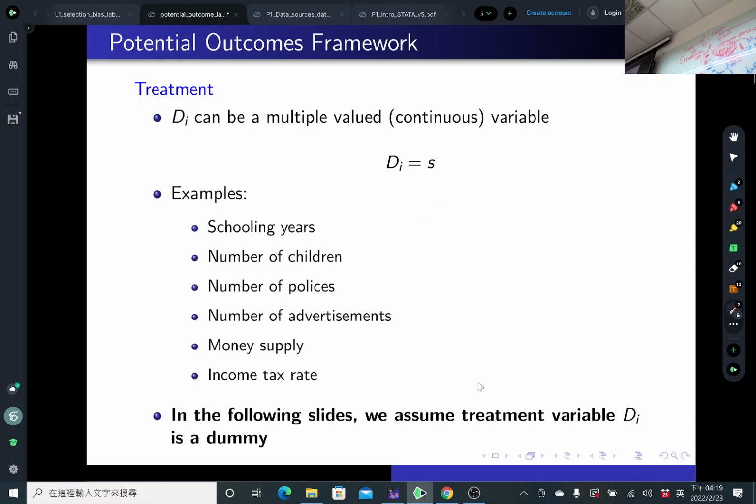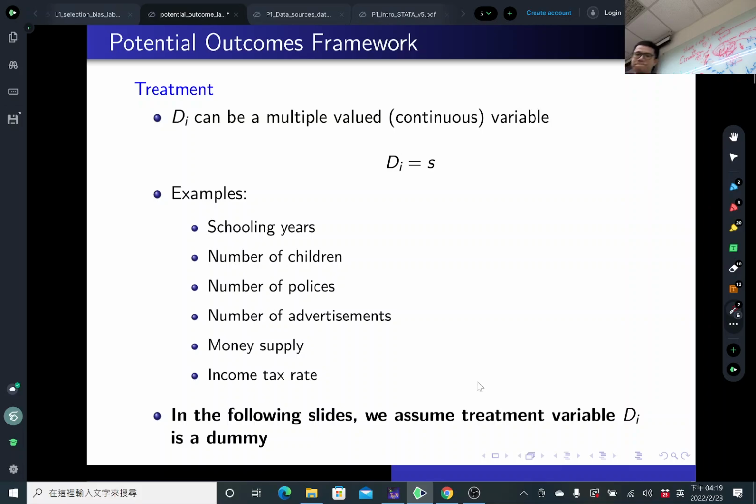So it depends on the treatment. The treatment could be continuous, or the number of children: 1 child, 2 children, or 3 children, or the income tax rate, or even the money supply. But in the following slides, we will assume the treatment variable is a dummy variable, a binary variable, just for simplicity. But you can extend to look at continuous treatment. Okay? So any questions for this?